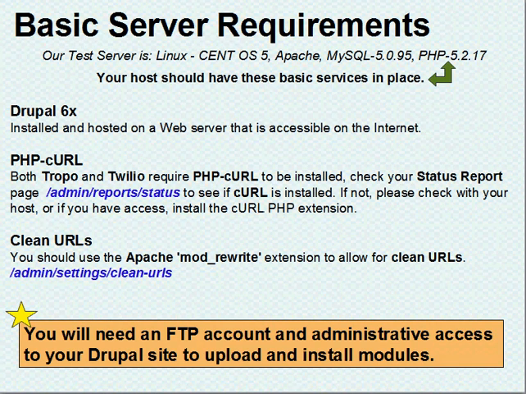Okay, so your basic server requirements, once again, we need Drupal 6 installed. It must be accessible on the internet. Our server is running Linux with Apache, MySQL, and PHP, the typical LAMP stack. You'll need PHP curl installed on your server. Check with your administrator. Both Tropo and Twilio as VoIP services use curl, so you will need it installed to make this work. You can set up clean URLs in your Drupal site.